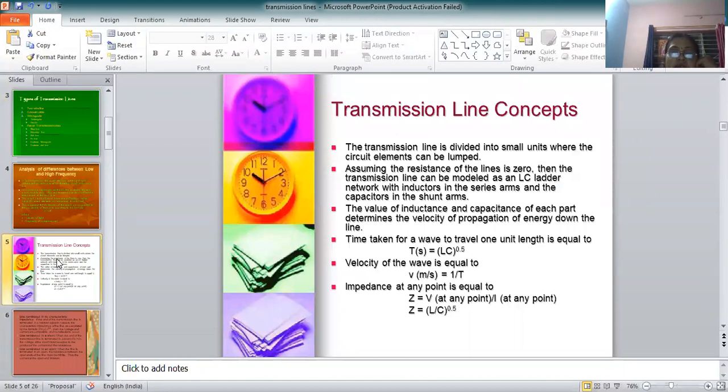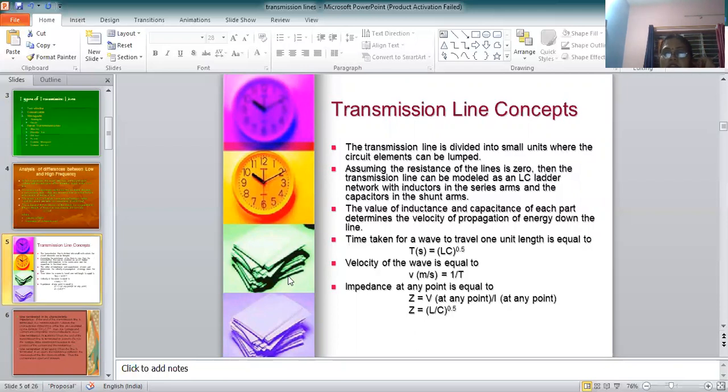Now, the transmission line concept. The transmission line is divided into small units where the circuit elements can be lumped. Assuming the resistance of the line is 0, then the transmission line can be modeled as an LC ladder network with inductors in series arms and the capacitors in the shunt arms. The value of inductance and capacitance of each part determines the velocity of propagation of energy down the line.